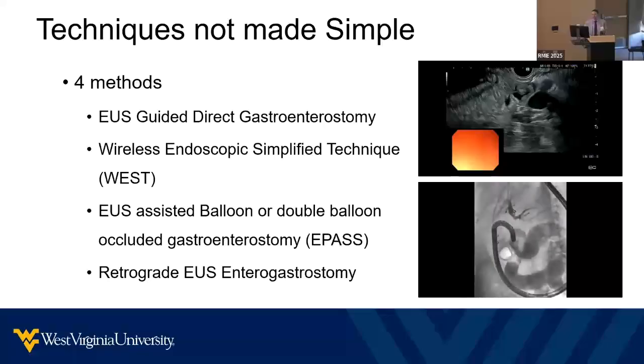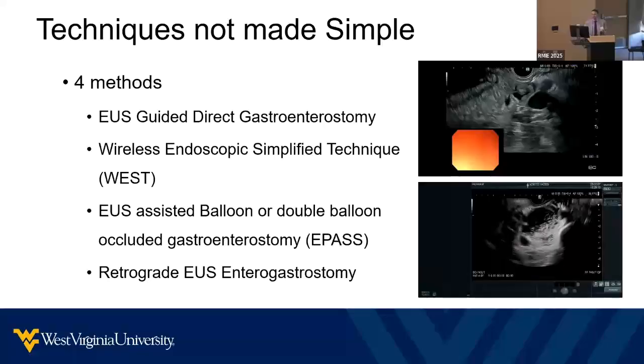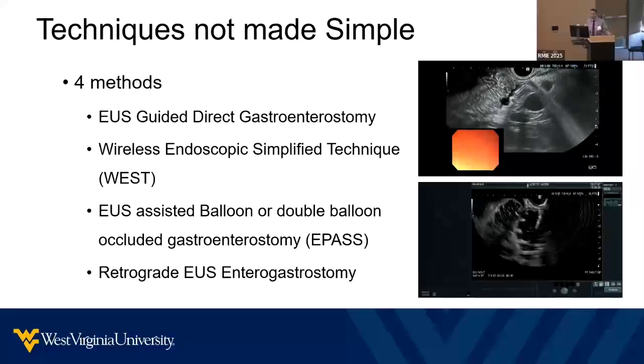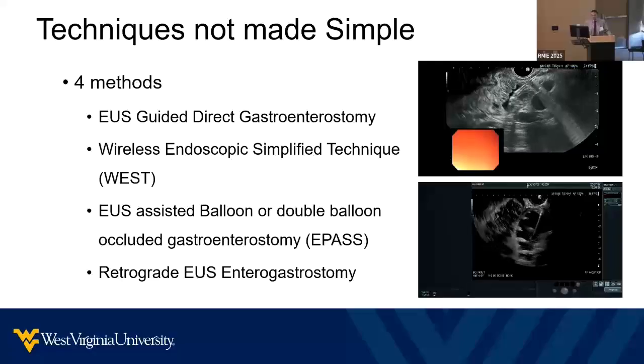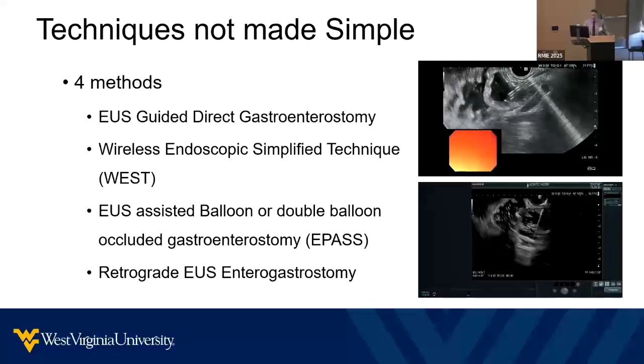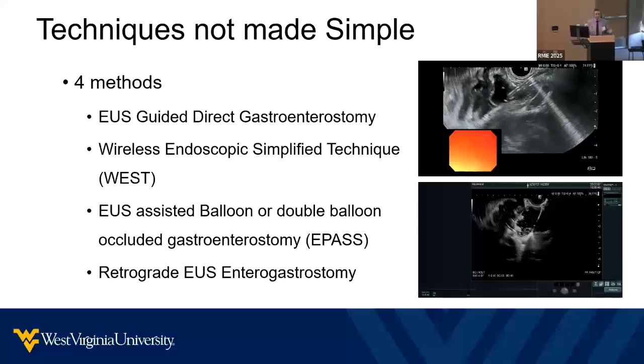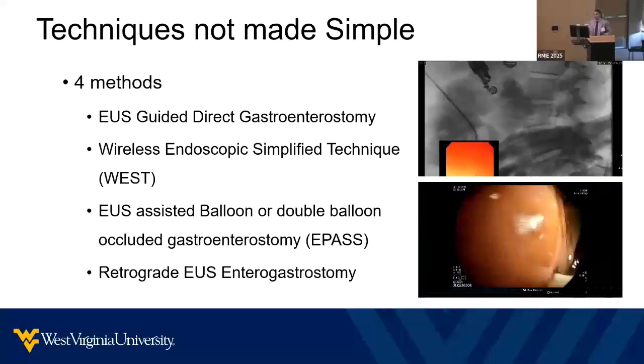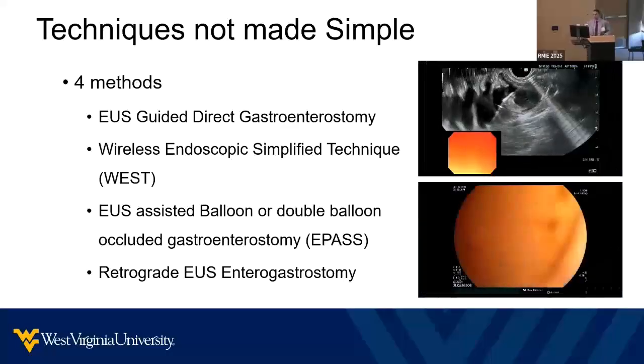And we have 4 different ways of performing EUS-GJ, and they include the freehand approach, the wireless technique, the EPAS technique, and the retrograde US enterogastrostomy. And when you see 4 different techniques of doing something, it tells you there's a reason why. There's no good way of doing it, okay? And so for that reason, when it comes to duodenal stent, I think there's only one way to really do that.